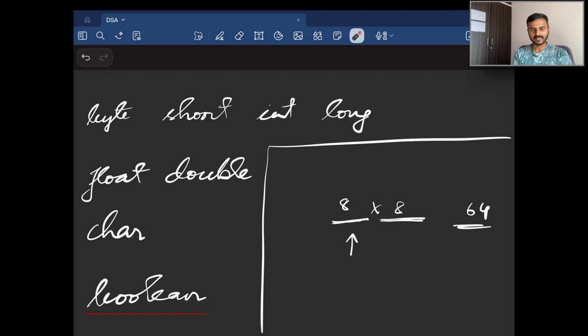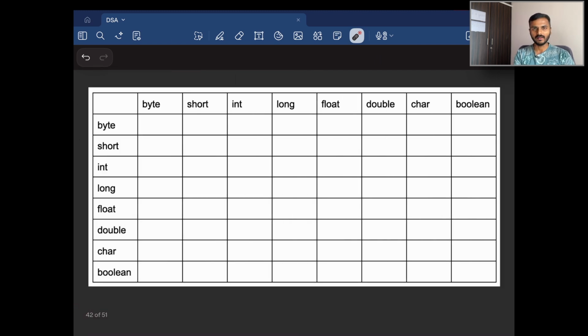Now, if I take these 64 pairs and lay them in a table, this is what it will look like, right? And each of these cells over here will represent one pair. For example, this cell represents long, long. Similarly, this one represents int char, and this one represents char int.